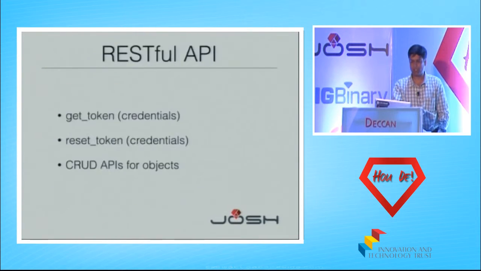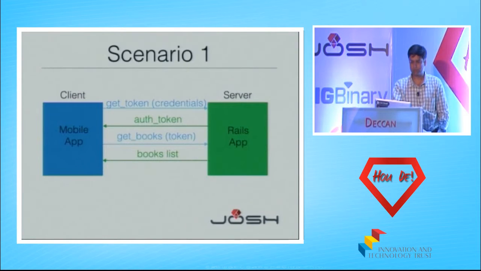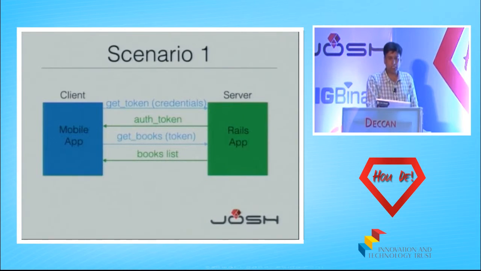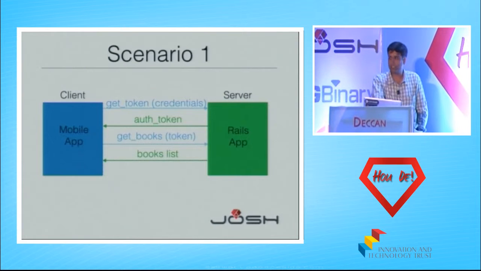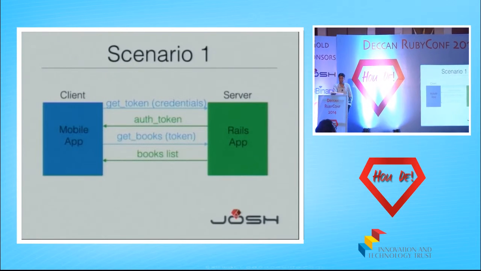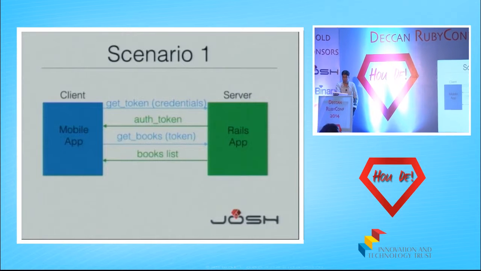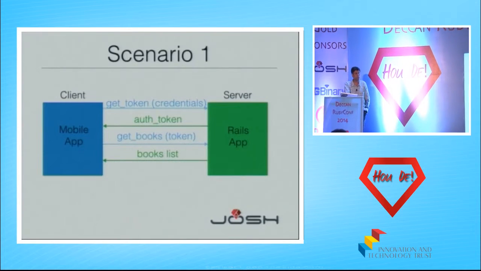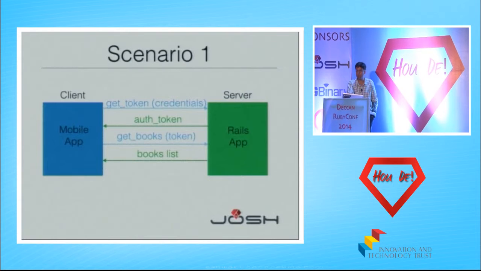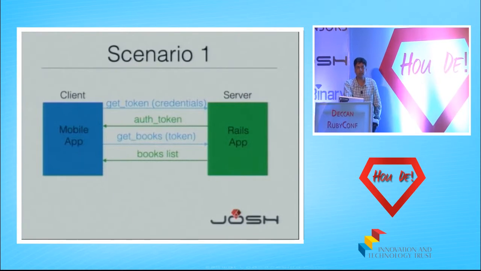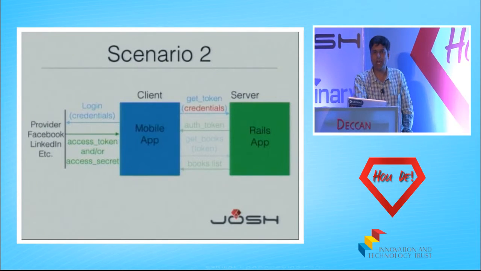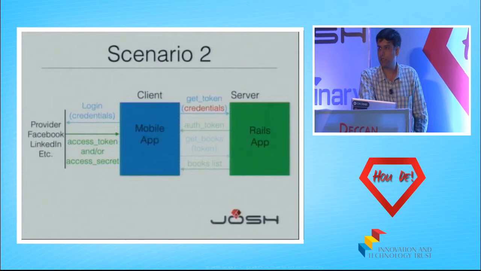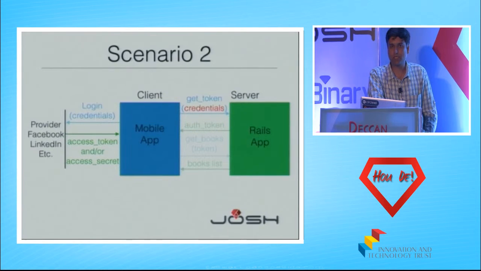Before this, for everybody to understand, let's see the difference. When we are talking about a standard mobile application which is accessing, the mobile application sends the get token API call, sending the credentials. In response, the Rails server sends you the authentication token. The mobile application then calls any of the get data APIs, passing the authentication token, and in response gets the data, right?